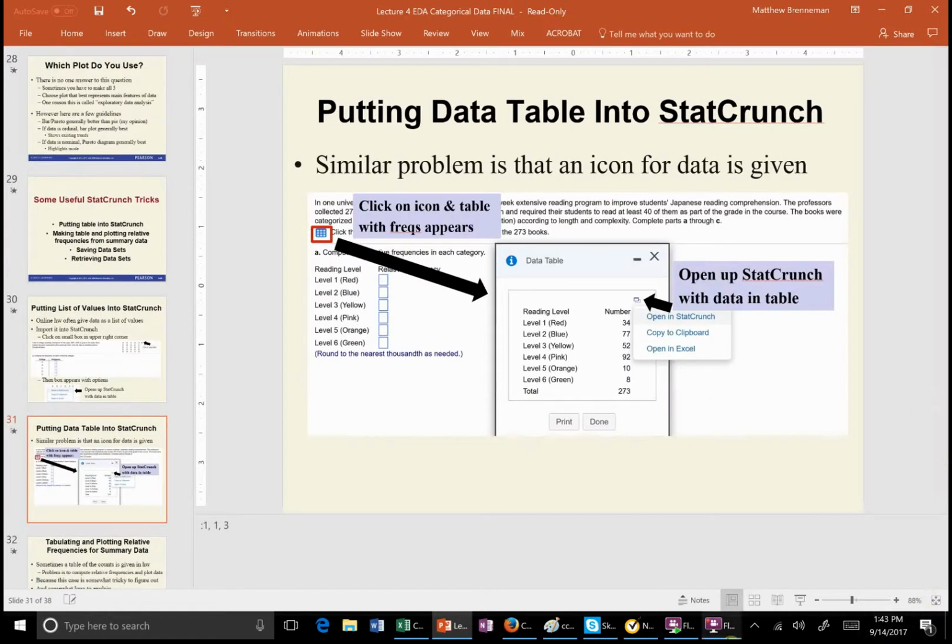Second thing is sometimes you're going to be given a table. Okay, so this is not so easy. And let me put this in slideshow because otherwise this is going to be hard to see. A problem.